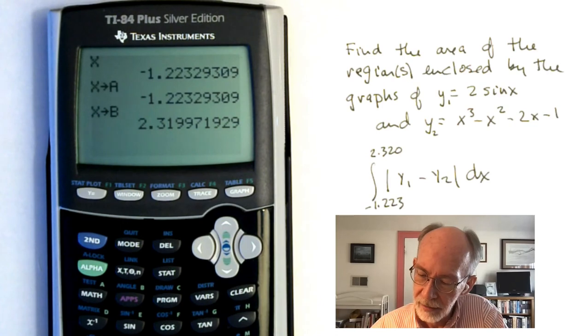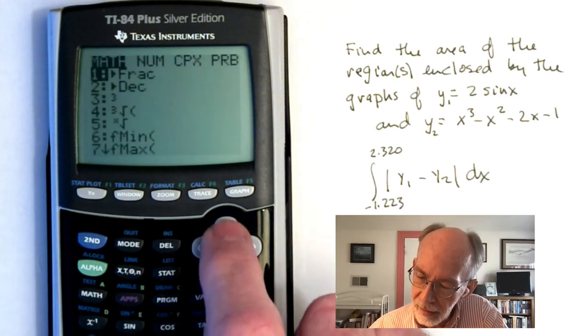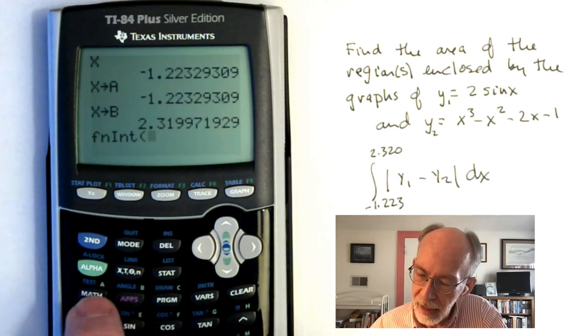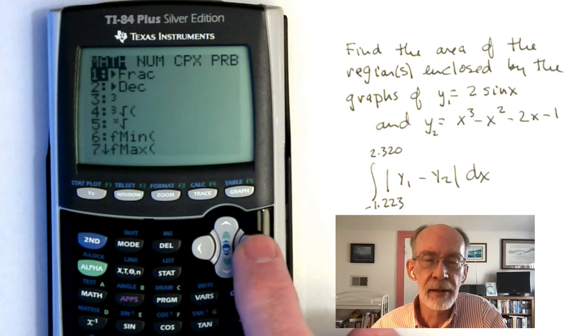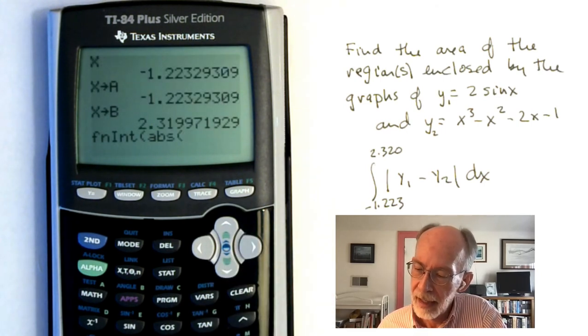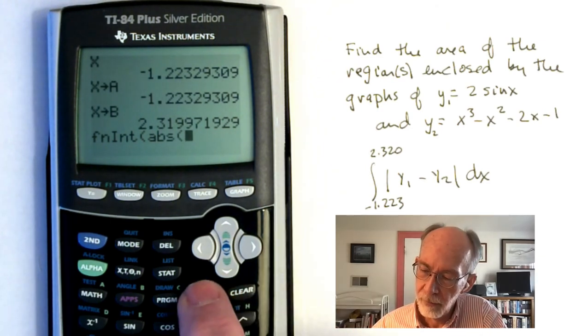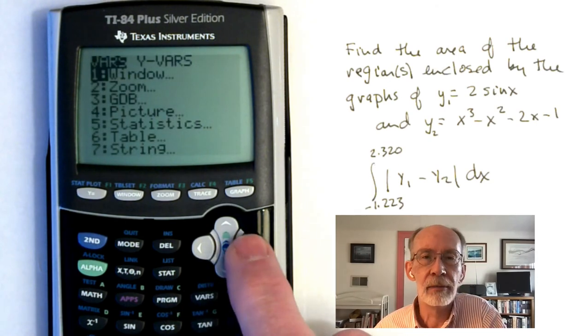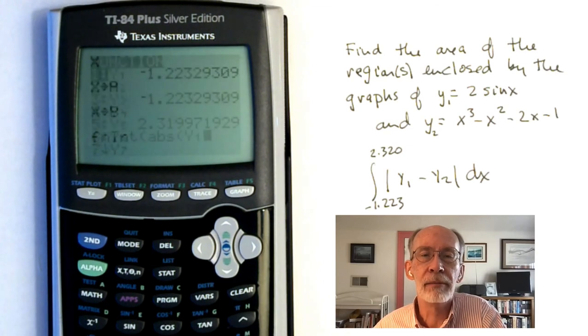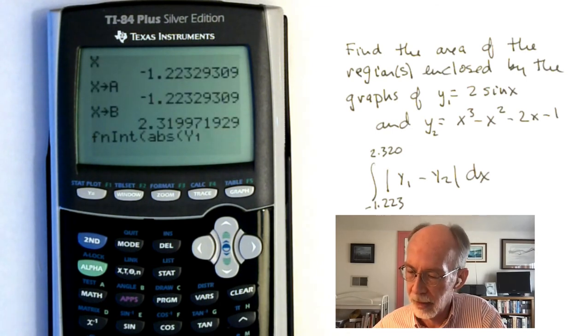And then we'll use the fnInt command. So what do we want to integrate? We want to integrate the absolute value of y1 minus y2, or y2 minus y1, doesn't matter. And so the absolute value is the math button, the second menu, the num menu, very first choice, ABS for absolute value. And then we need to tell it y1 minus y2. So that's vars, yvars, function, y1, paste it into our command, and then minus.